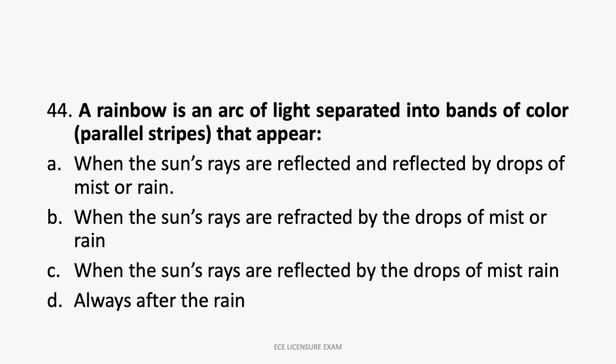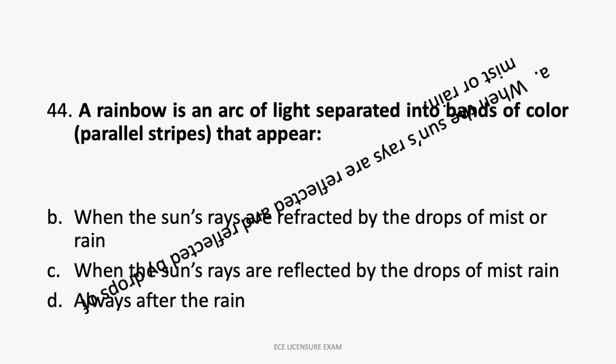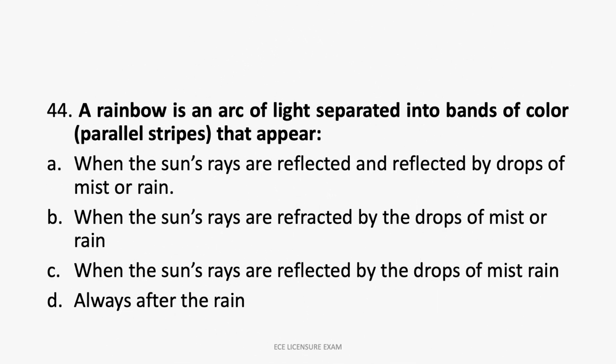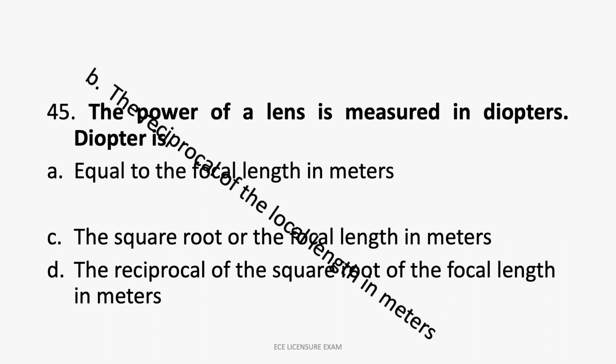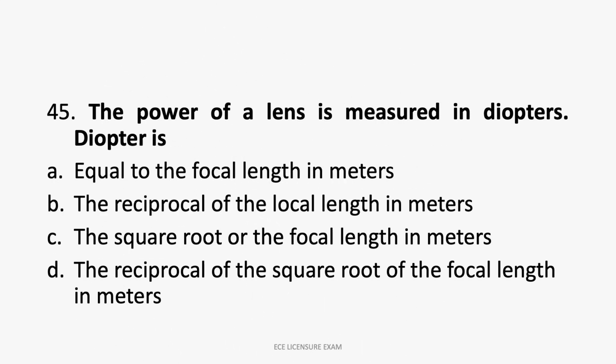A rainbow is an arc of light separated into bands of color, parallel stripes, that appear when the sun's rays are refracted and reflected by drops of mist or rain. The power of a lens is measured in diopters. Diopter is the reciprocal of the focal length in meters.